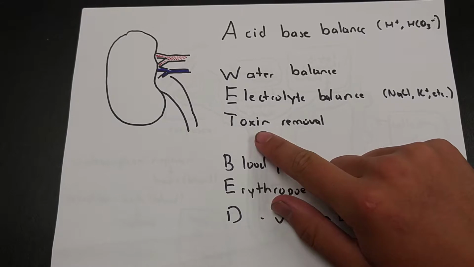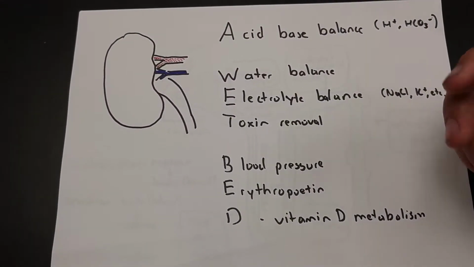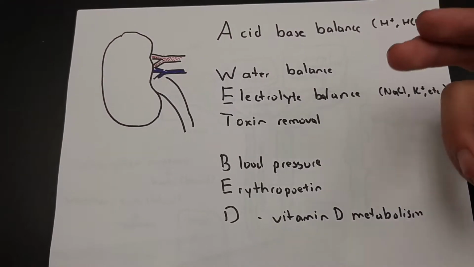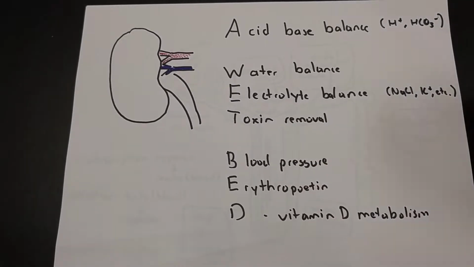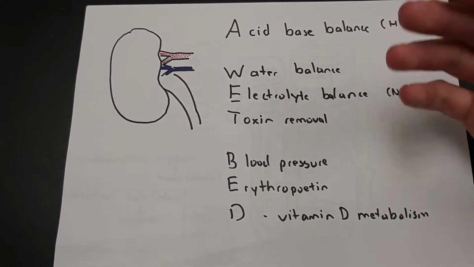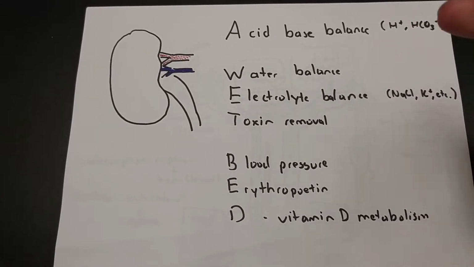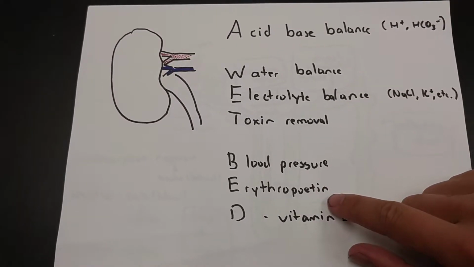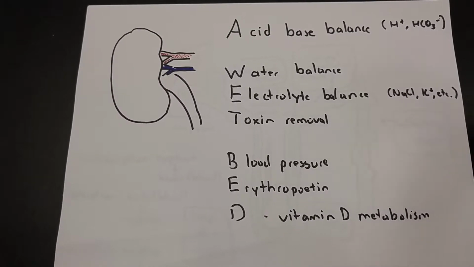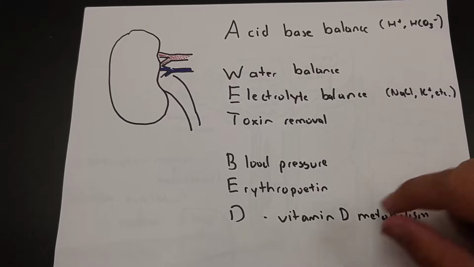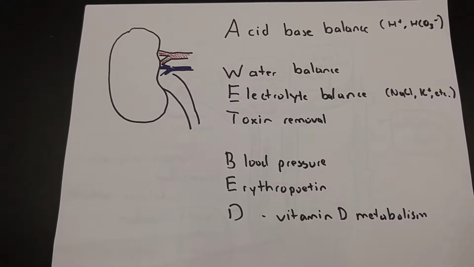Now, fourth is toxin removal. So it can remove toxins, say if you're taking drugs, or stuff like nitrogenous wastes from the body, especially urea. Fifth is blood pressure control. So if it can control the level of water, then it can also control the level of fluids in the blood vessels, which affects the blood pressure. Sixth is that it can produce erythropoietin, which is a hormone that tells the bone marrow to make more red blood cells. And lastly, it controls vitamin D metabolism.